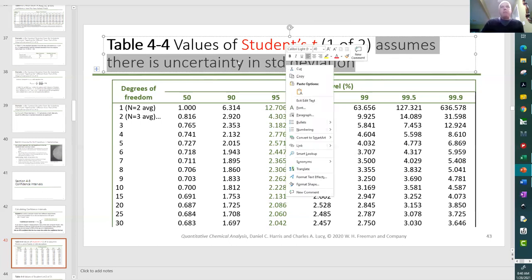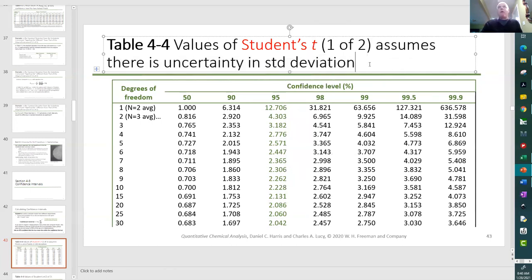Have you forgotten it yet? You should repeat it one more time so we don't forget it. Okay, I'm going to repeat it again, and you're going to forget it again, I predict. The value of student's T assumes there is an uncertainty in the standard deviation. Therefore, it's larger. T is larger than z.